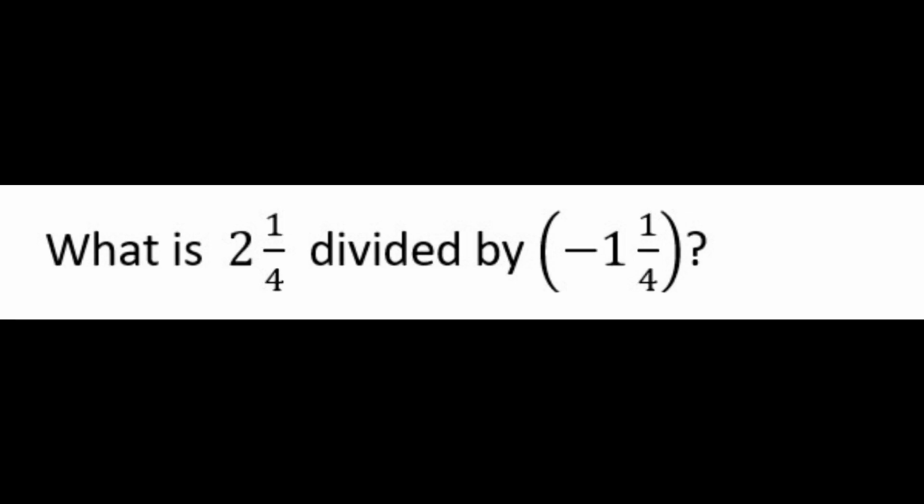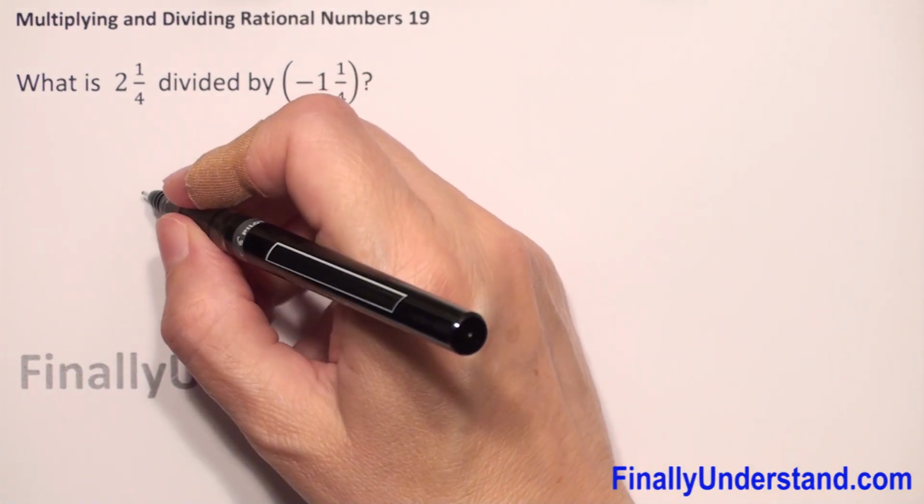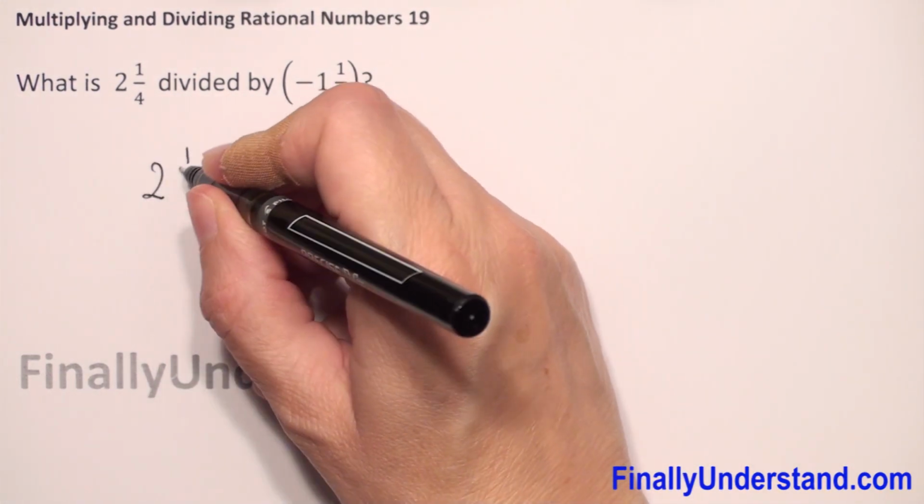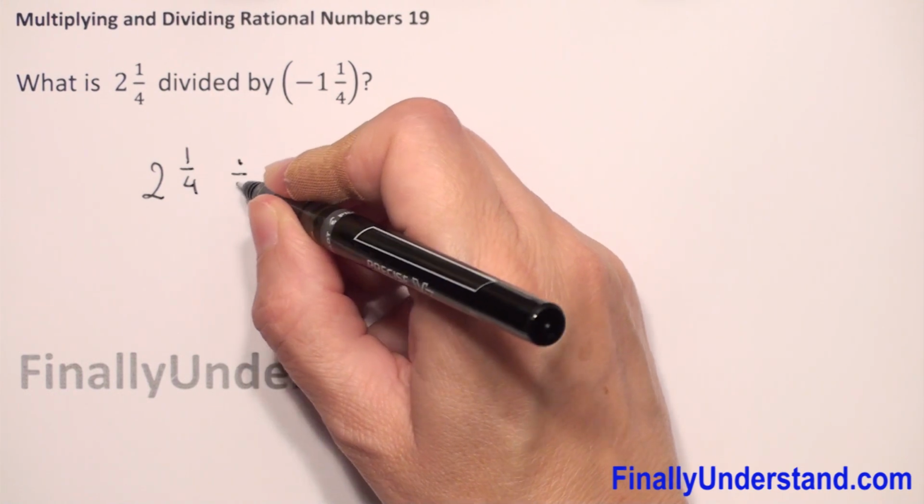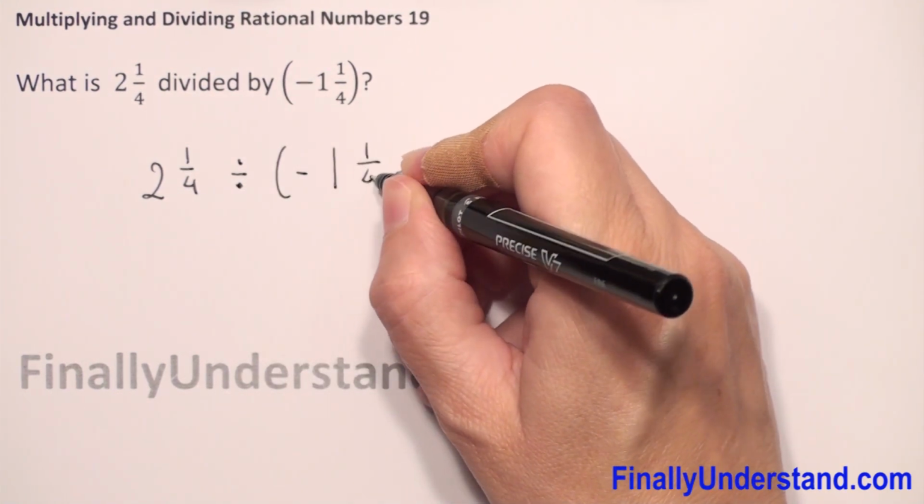What is 2 and 1 over 4 divided by negative 1 and 1 over 4? So let me write this operation. We have 2 and 1 over 4 divided by negative 1 and 1 over 4.